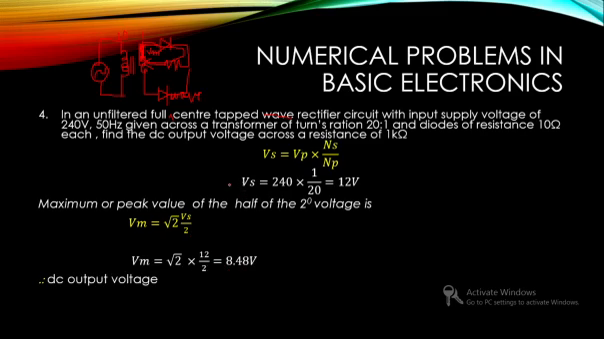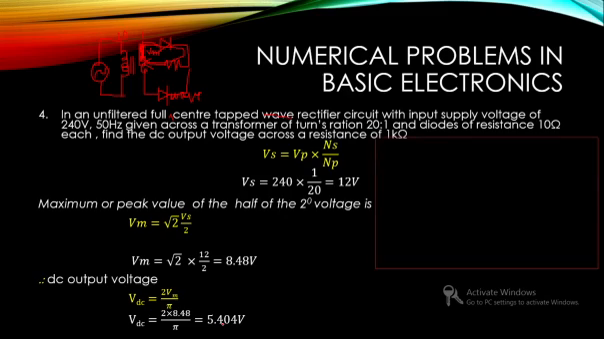Now our aim is to find out what is the DC output voltage. So the DC output voltage is given by, for a full wave rectifier, 2 times Vm by pi. So we know Vm, so substituting that, you will again get 5.404 volt. Okay, and similarly we can calculate other parameters also, you can try out yourself.